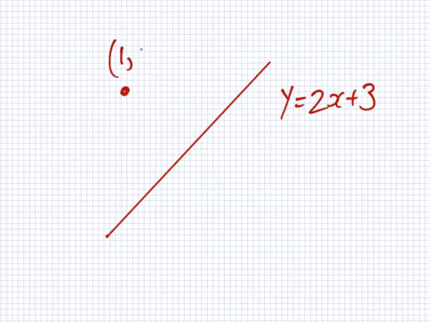So let's say this line is y equals 2x plus 3, for example. And let's say that this point here is the point (1, 6). And I would like this distance.